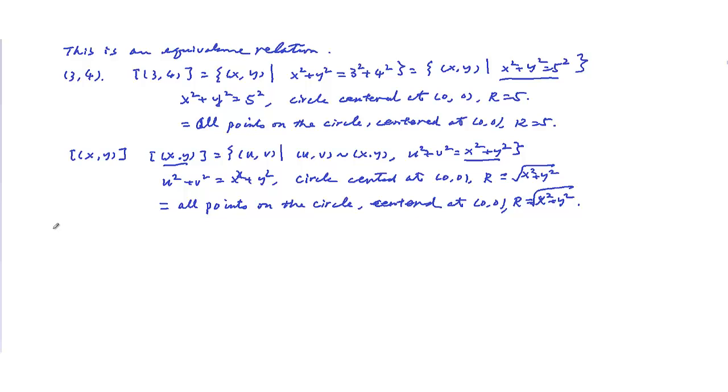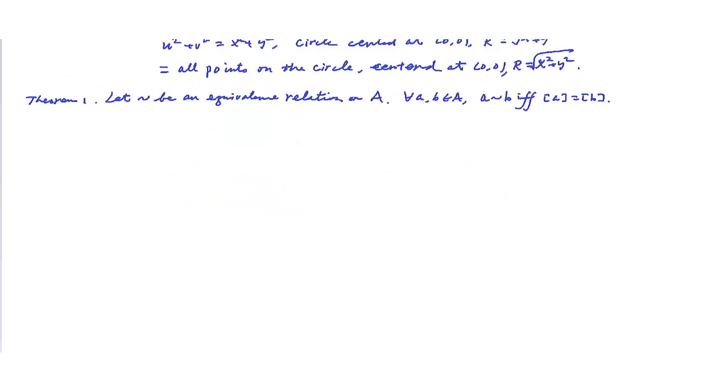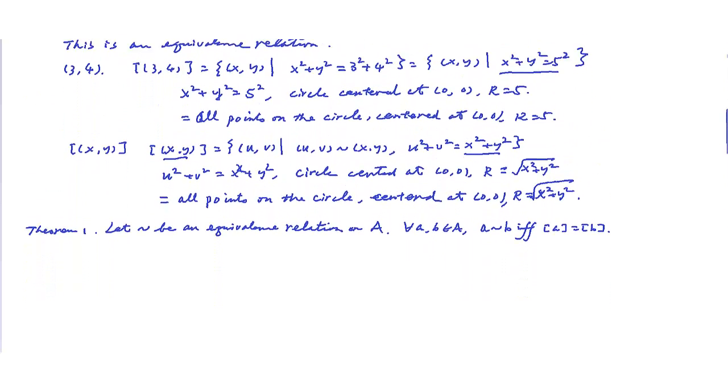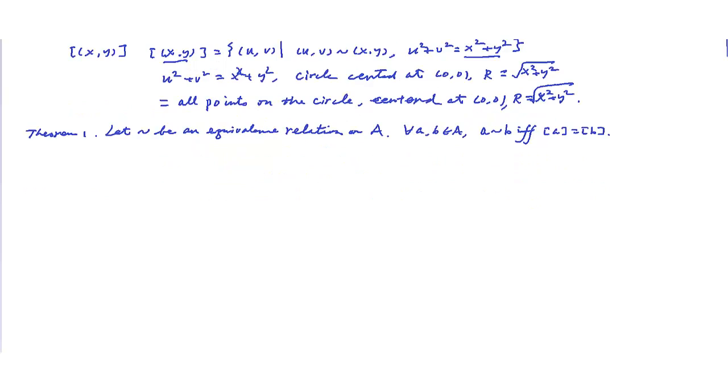Equivalence classes form a partition, and let's summarize this as the following theorems. By the way, example 2 is in the book, so you can also read the book. Theorem 1: let R be an equivalence relation on A. For each a, b in A, a is related to b if and only if class a equals class b. To prove this one, because we have if and only if, we need to do two parts.